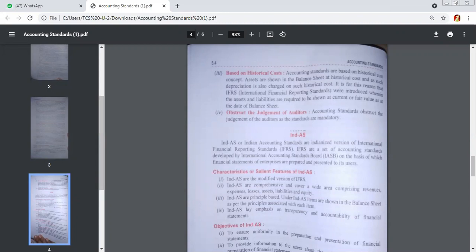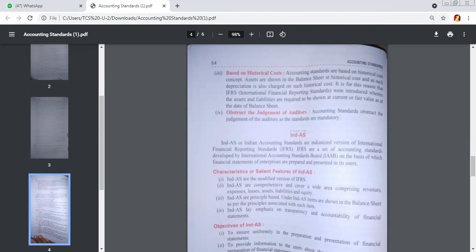IND-AS are the modified version of IFRS. IND-AS are comprehensive and cover a very wide area comprising revenue, expenses, losses, assets, liability, as well as equity. IND-AS are principle based. Under IND-AS, items are shown in the balance sheet as per the principle associated with each item. IND-AS lay emphasis on transparency and accountability of the financial statements.